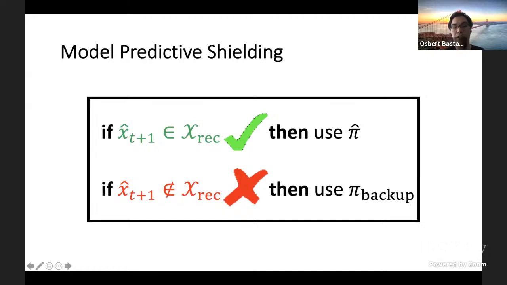Importantly, this does assume that we have a full model of the dynamics that we can simulate. And of course, that's not going to be true in the human interaction setting, which is the key challenge that we need to solve, because we need to somehow model the human behavior.